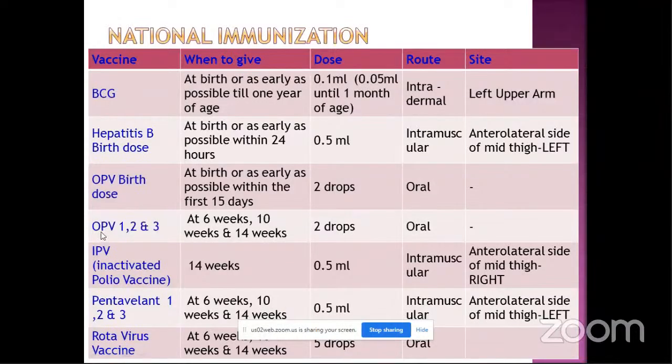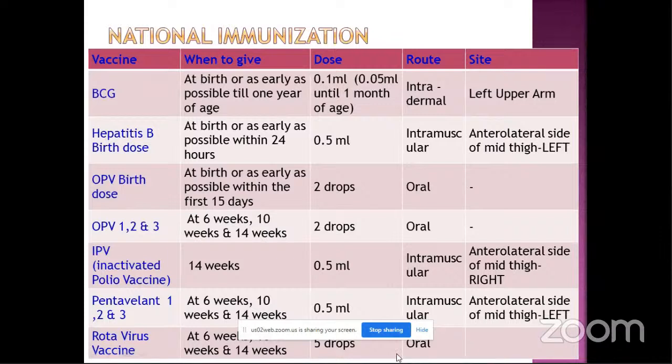Next, we have the 6-10-14 week vaccines. That is the OPV, pentavalent, and rotavirus vaccine. Rotavirus is still a pilot project, and in many states it was not accepted. States like Haryana and Tamil Nadu are giving this rotavirus vaccine. In the national immunization schedule, we give these at 6, 10, and 14 weeks. OPV is given as oral drops. Pentavalent is DPT, that is diphtheria, pertussis, tetanus toxoid, plus Haemophilus influenzae and hepatitis B, and it is given as an IM injection. Rotavirus is again 5 drops orally.